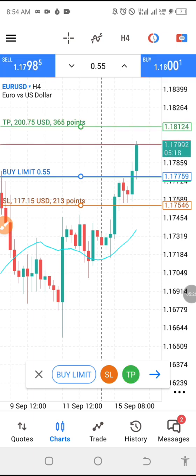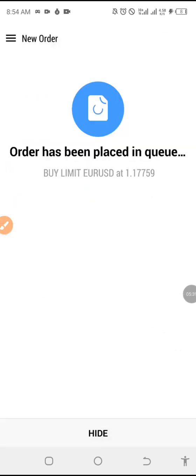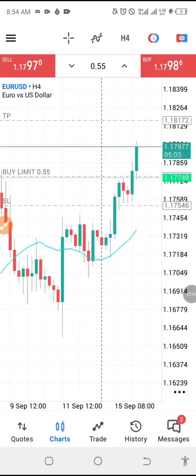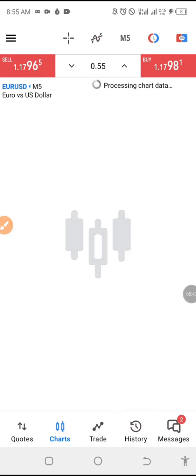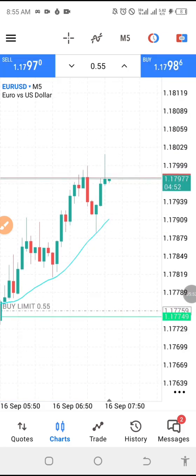So here we put our TP, so that maybe $200. You understand? This is $200 there. You can see it, USD. So we now click on the arrow here, and boom, we now put place, and boom, we are in the trade. So whenever price, let's go to 5 minutes time frame, whenever price comes down to this exact buy limit zone, price will just automatically get into the trade, and will be active. You understand?